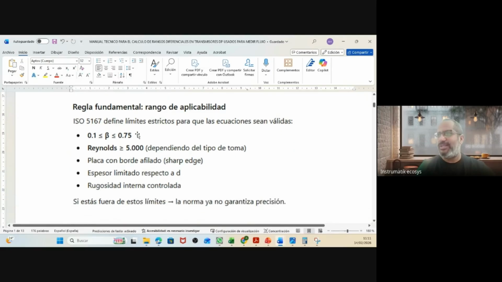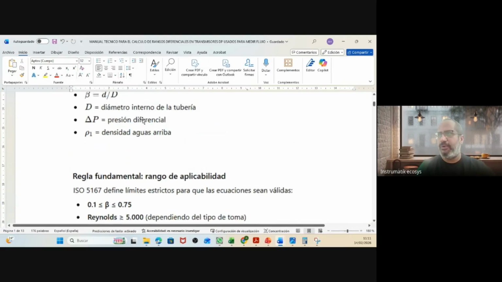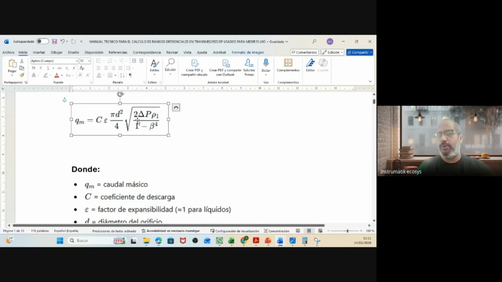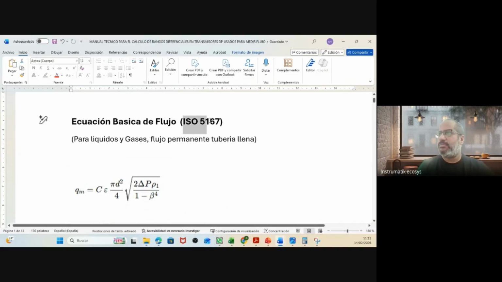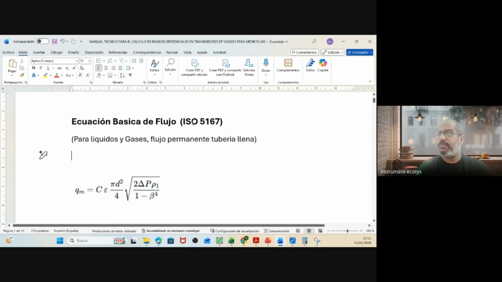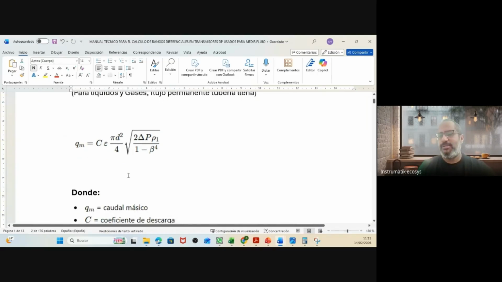Now, these are fundamental rules. First, you need to understand this formula. This is the formula for mass flow according to ISO 5167-1. This is a global standard used for DP range calculation and for selecting orifice plates. So it's going to be very useful to you as it is to me.